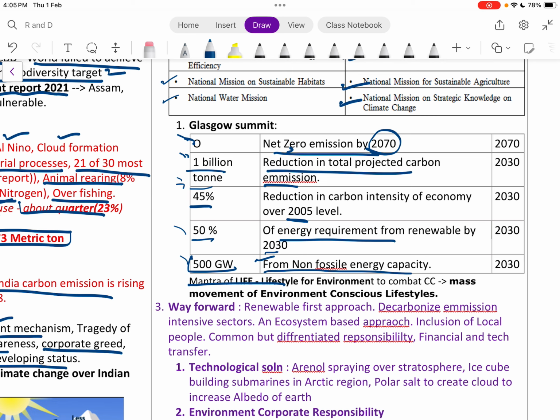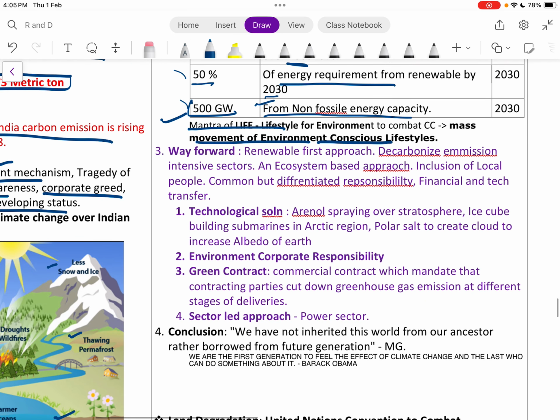Mantra of life: LiFE, lifestyle for environment to combat climate change, a mass movement of environment-conscious lifestyle. Way forward: renewable-first approach, decarbonizing emission-intensive sectors, and ecosystem-based approach, inclusion of local people, common but differentiated responsibility, financial and tech transfer.